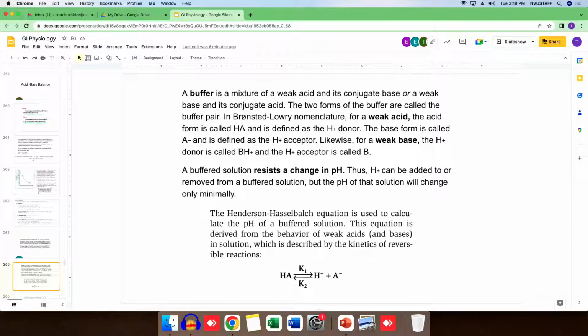The acid form is called HA, and it is defined as a donor of H+, right? I guess it's easy. And regarding the base form, it is called A-, and it is defined as an H acceptor, the acid-base nomenclature. And buffers are ones that resist pH changes, and H+ can be added to or removed from the solution as we want to raise or lower the blood pH, right?